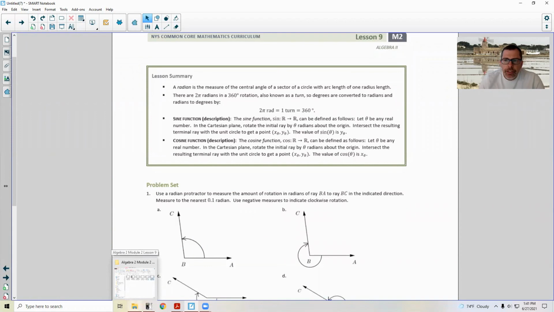Okay, page 7 brings us to the end of lesson 9. Review this lesson summary and go to your problem set.